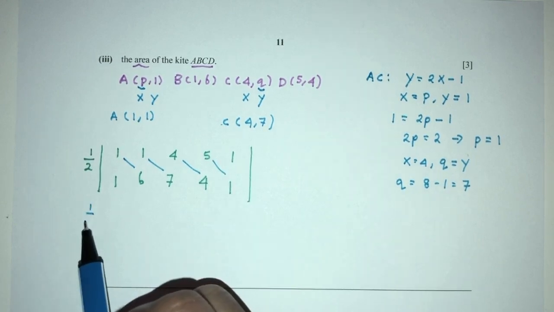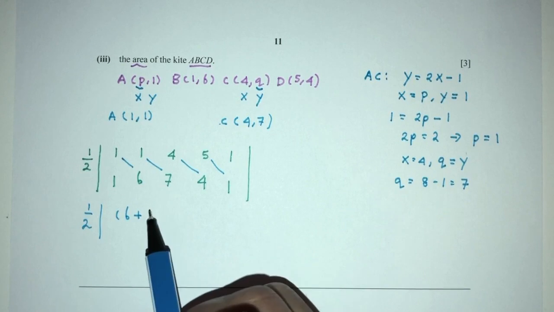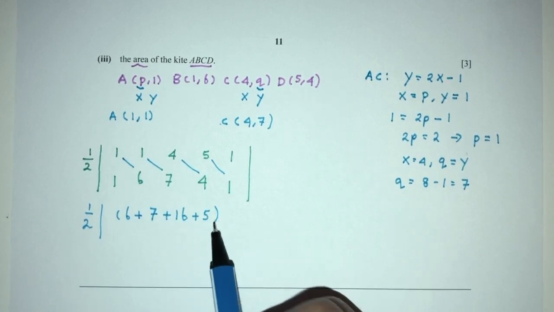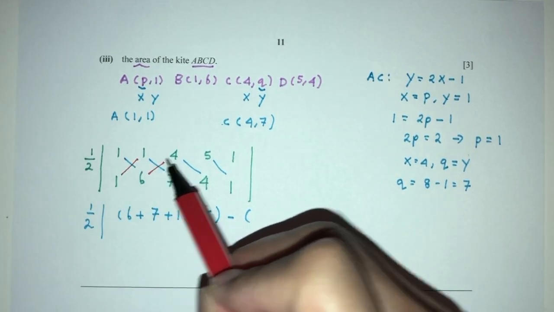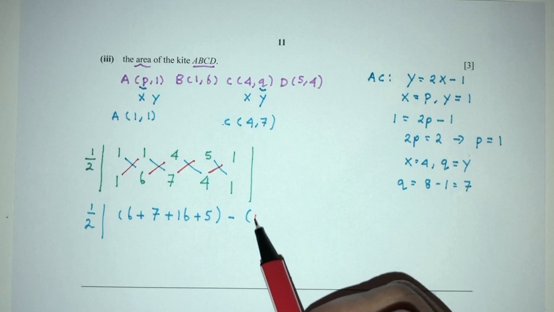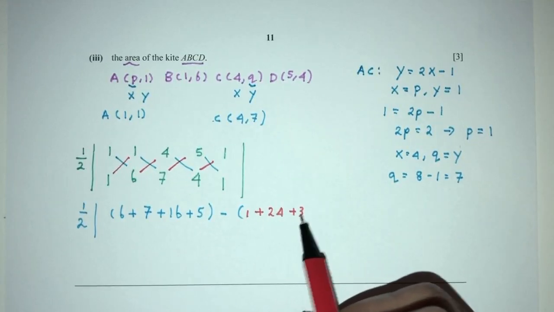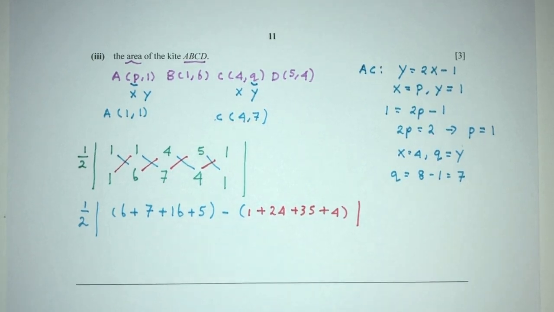That will be half. 1 times 6 is 6 plus 7 plus 16 plus 5. Then minus, we have to multiply in this direction now. That will be 1 plus 24 plus 35 and plus 4. Let's simplify to see what happens.